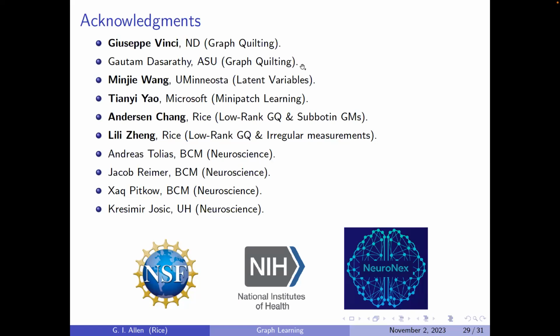I should acknowledge, on the graph quilting work, Giuseppe Vinci, a former postdoc of mine, and Gautam Dasarathy. On the latent variable work, Minjie Wang, who is on the job market right now, so I have to give him a plug. And Tianyi on mini-patch learning, Anderson, who's going to be on the job market next year, on the Sabán graphical models, and Lily Zhang on uncertainty quantification and irregular measurements, who is also on the job market this year. And lots of fantastic neuroscience collaborators, especially Andreas Tolias and his lab at BCM, was super helpful in this effort.